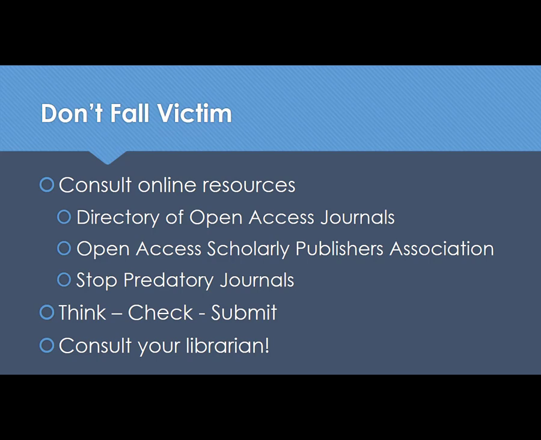If you're in doubt about the legitimacy of an OA journal, there are resources to assist you in your evaluation. The Directory of Open Access Journals is a searchable directory of OA journals that have been vetted for quality, while the website of the Open Access Scholarly Publishers Association provides a list of member organizations that publish legitimate OA journals. The blog Stop Predatory Journals maintains a blacklist of possibly predatory journals, and the website Think, Check, Submit guides authors through the process of identifying trusted journals for their research. Finally, your subject librarian can help you answer questions about journal quality and identifying credible publications.